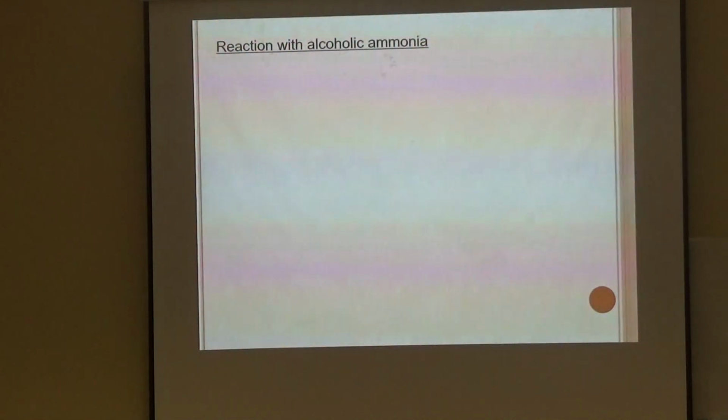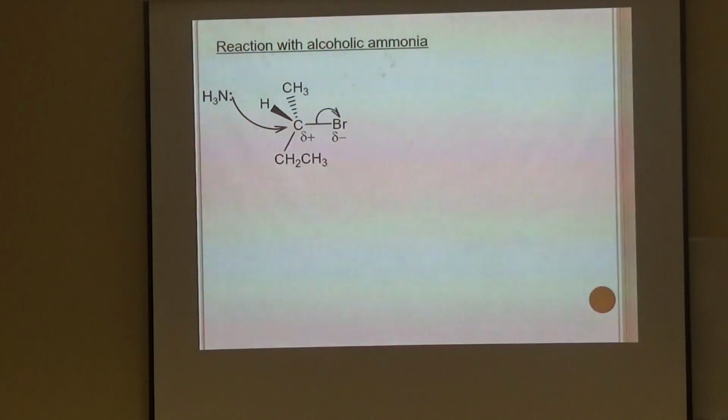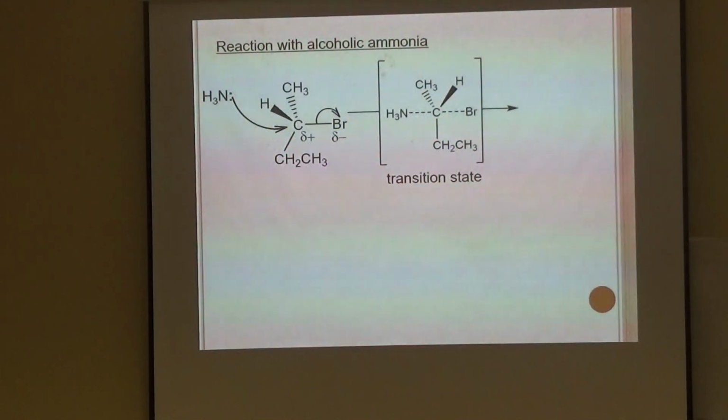Reaction with alcoholic ammonia. Again, we start with the same material, delta plus and delta minus will always be my marking point. Now because I'm working with ammonia, this is the case where the nucleophile does not contain a negative charge that I was trying to tell you. Attack from the lone pair to the carbon. Transition state. It's exactly the same pattern, if you can see it. Take note, because my nucleophile does not have a negative charge, my transition state also does not have a negative charge.